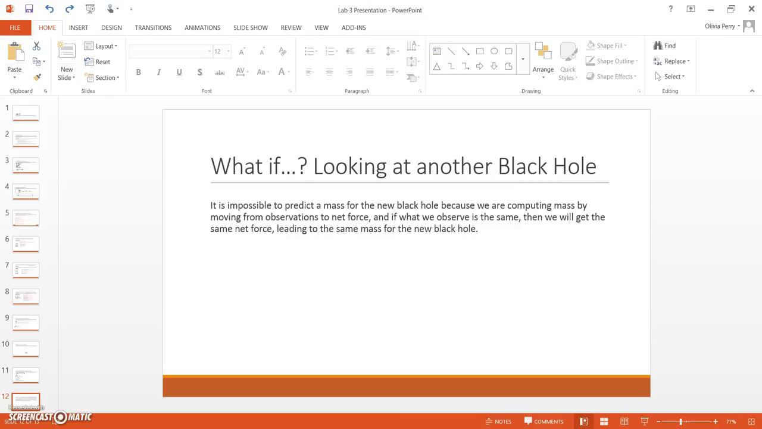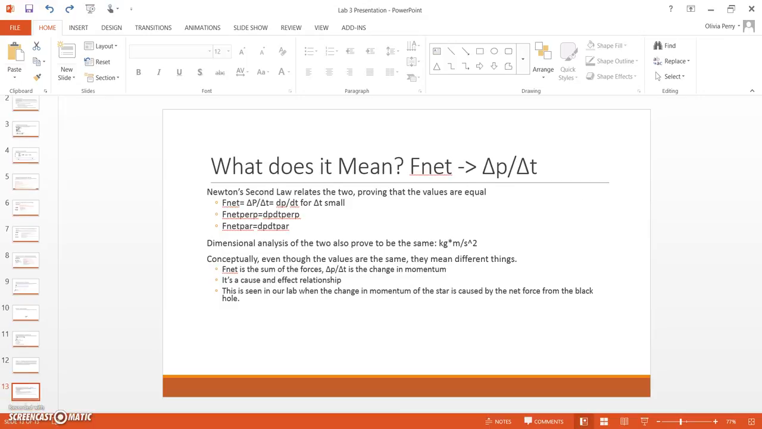In order to predict a different mass for the black hole, at least one of the variables in Newton's universal law of gravitation must be different. With the observed motion being the same, we would calculate the same r and the same Fnet, and G and the mass of the star would already be the same, leading to the same mass for the new black hole.